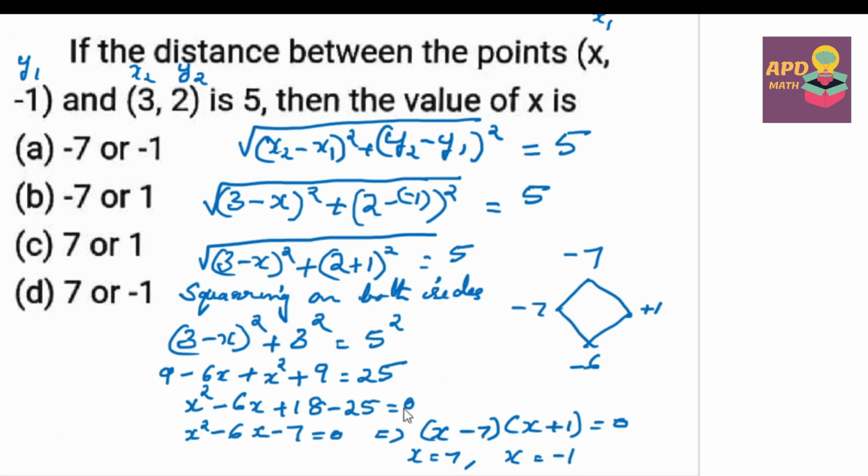So x is equal to 7 or x is equal to minus 1, two values. Option D.